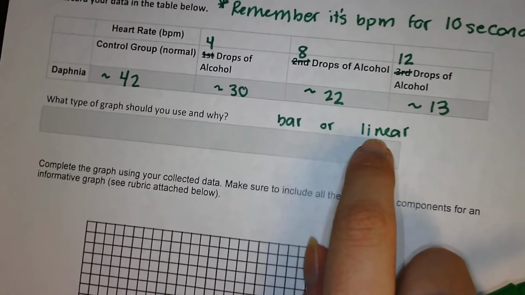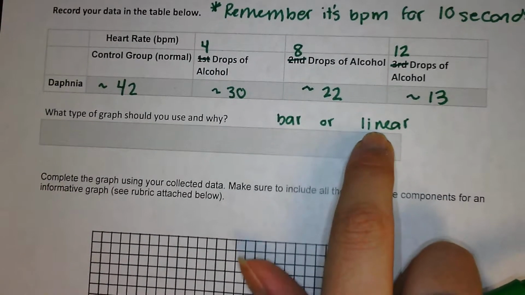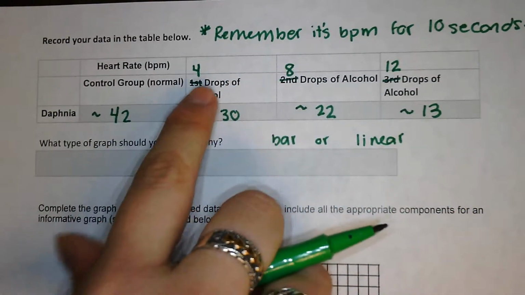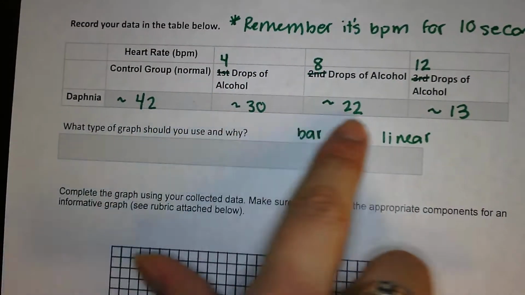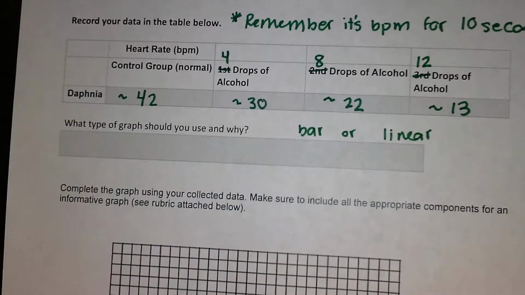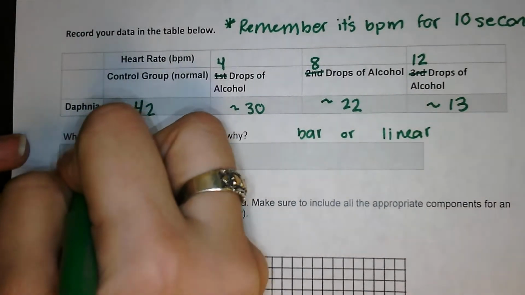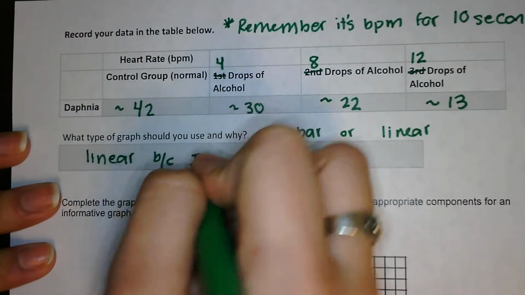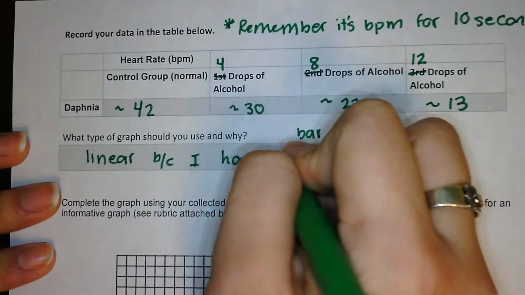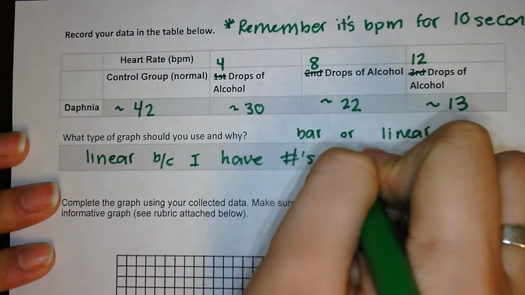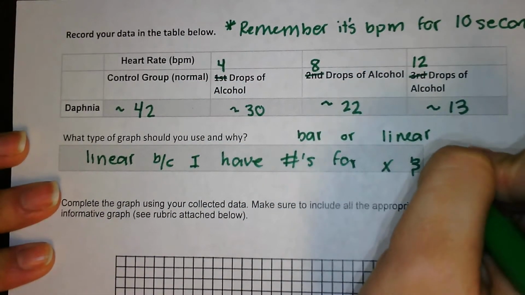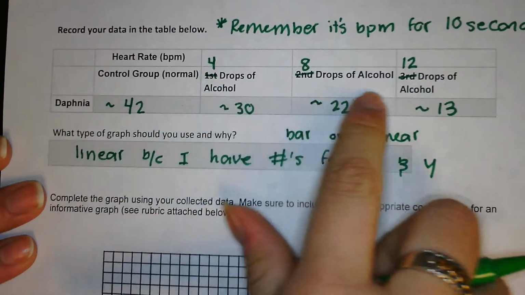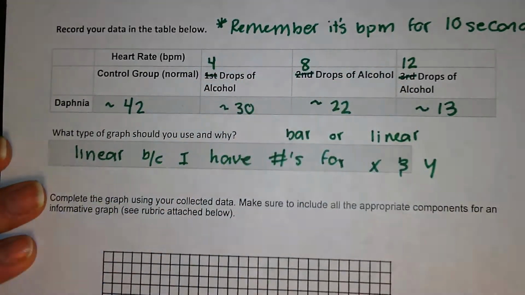Linear graphs are for when you have numbers for both sides. In this one, I definitely have numbers on both my x values and my y values, and we'll get into how I know that in just a bit. So I'm going to use a linear graph because I have numbers for x and y. I am using the same alcohol, I am just adding more of it, so this is a linear relationship. I do have numbers for each.